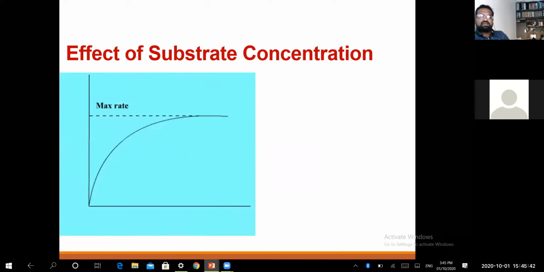Similar thing is the substrate concentration. Just reverse this condition: keep the enzymes fixed at 100 enzyme molecules and start increasing the number of substrate molecules. Now what you will observe, you will observe the same kind of thing.